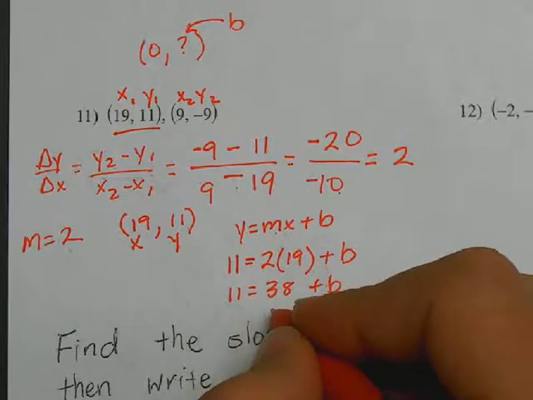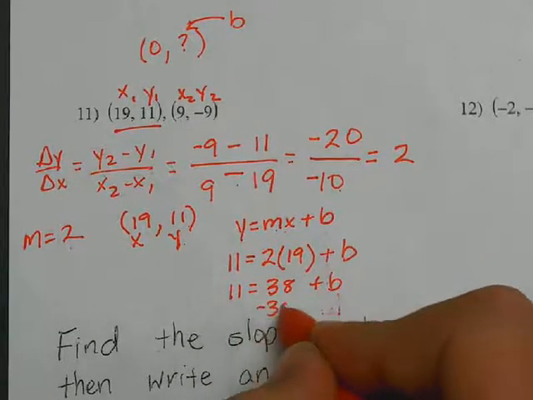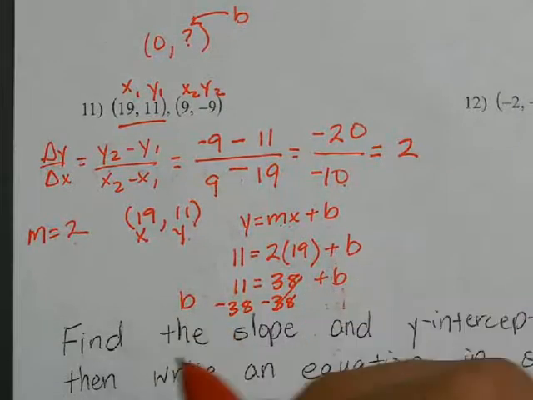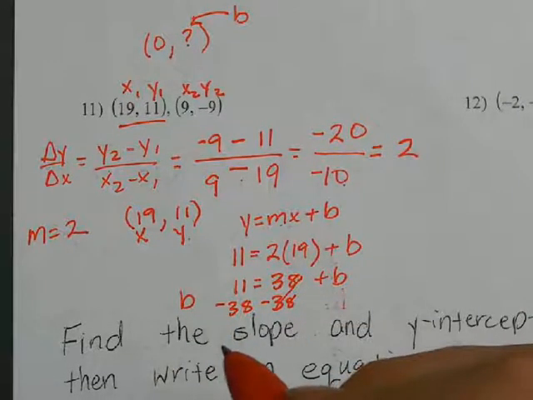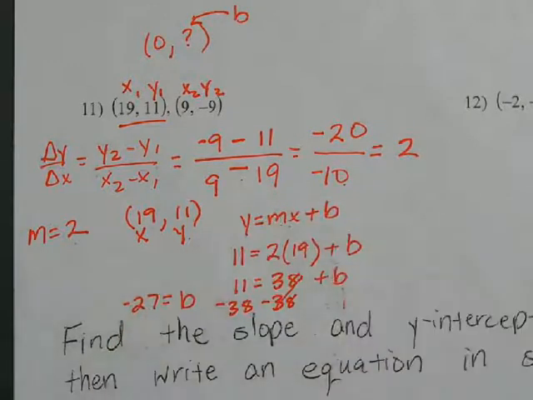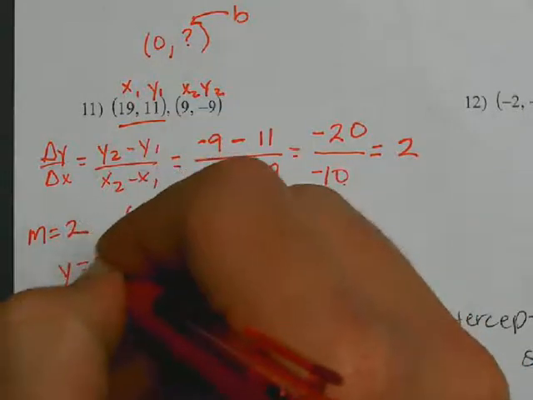Then we're going to subtract 38 from both sides. That cancels. I got b is equal to 11 minus 38 would be negative 27. So I got b is equal to negative 27. And my final equation would be y equals 2x minus 27.